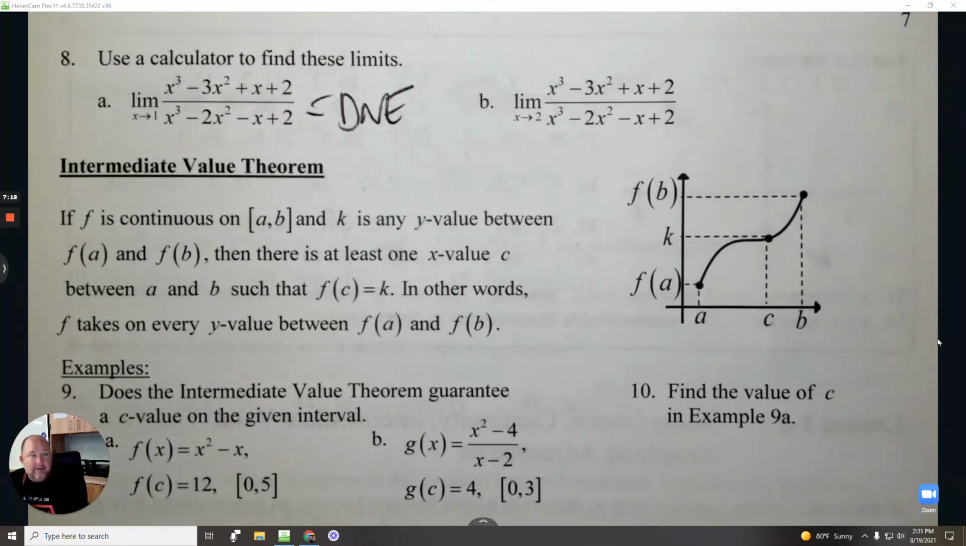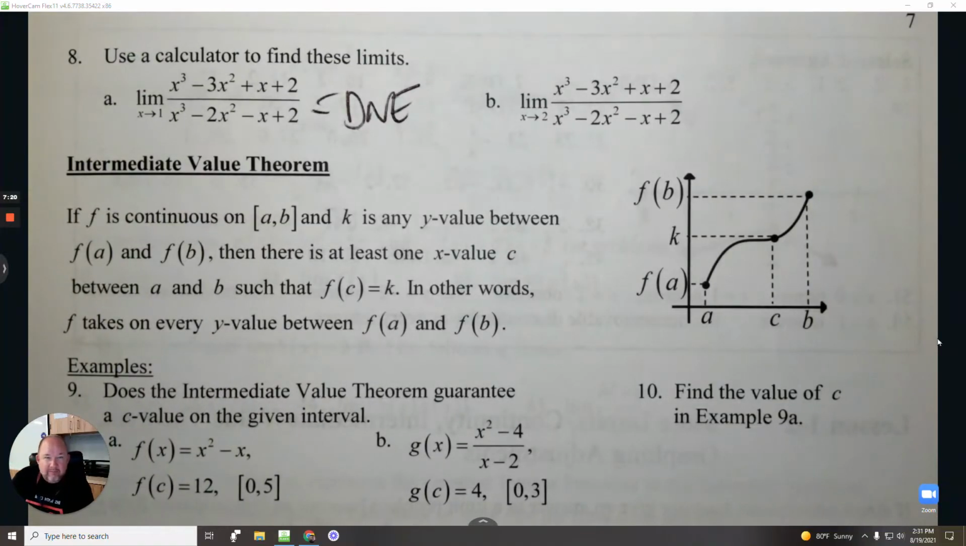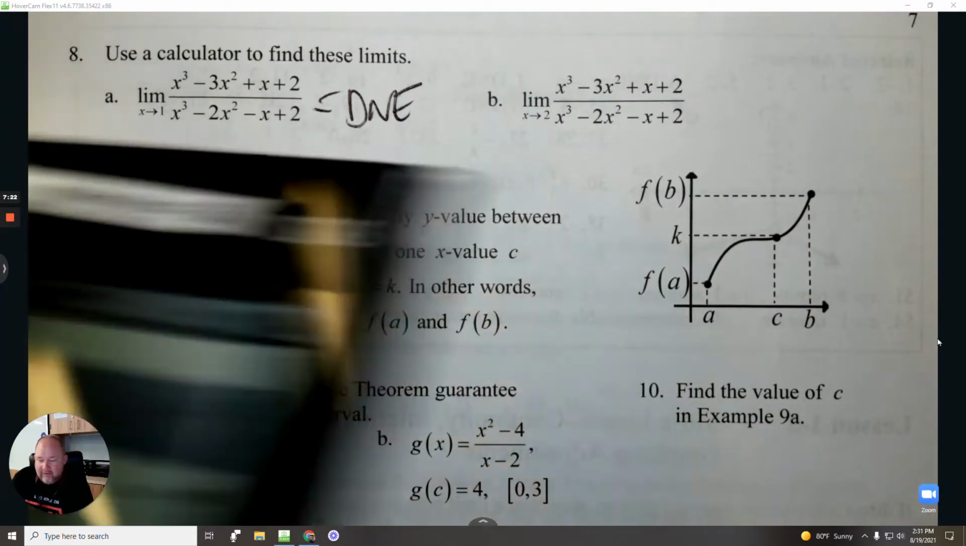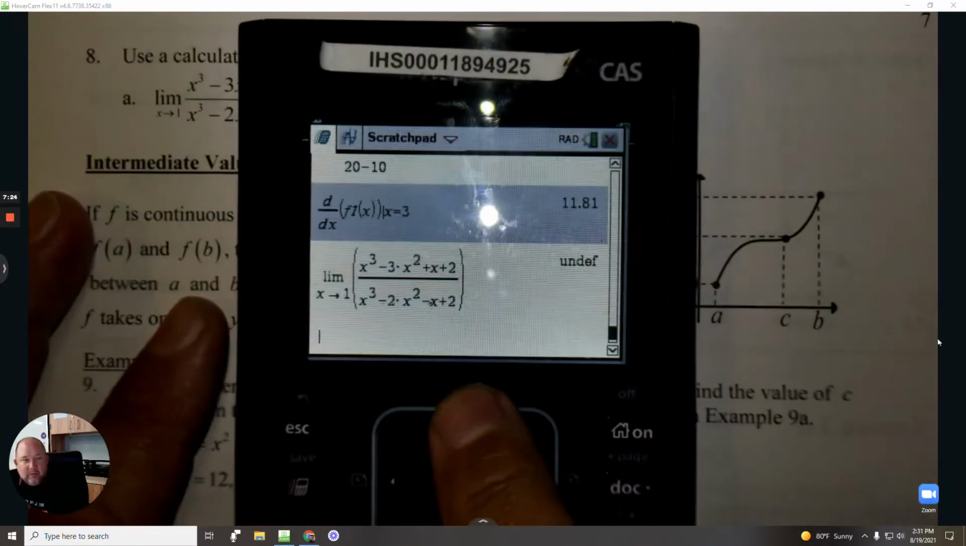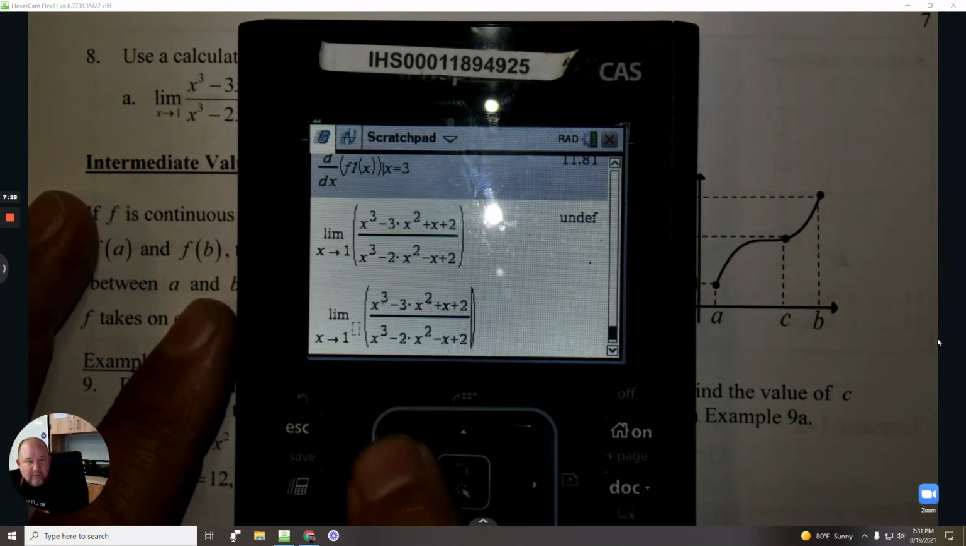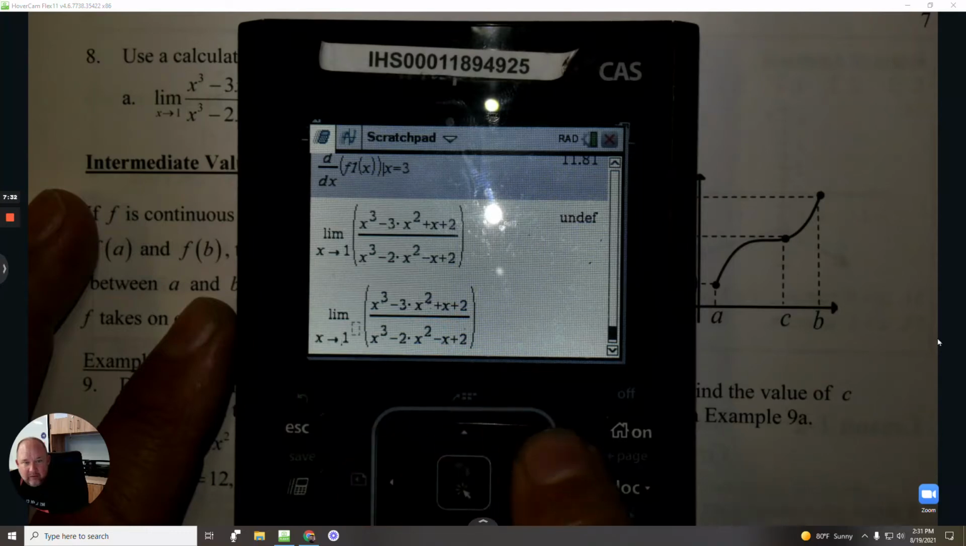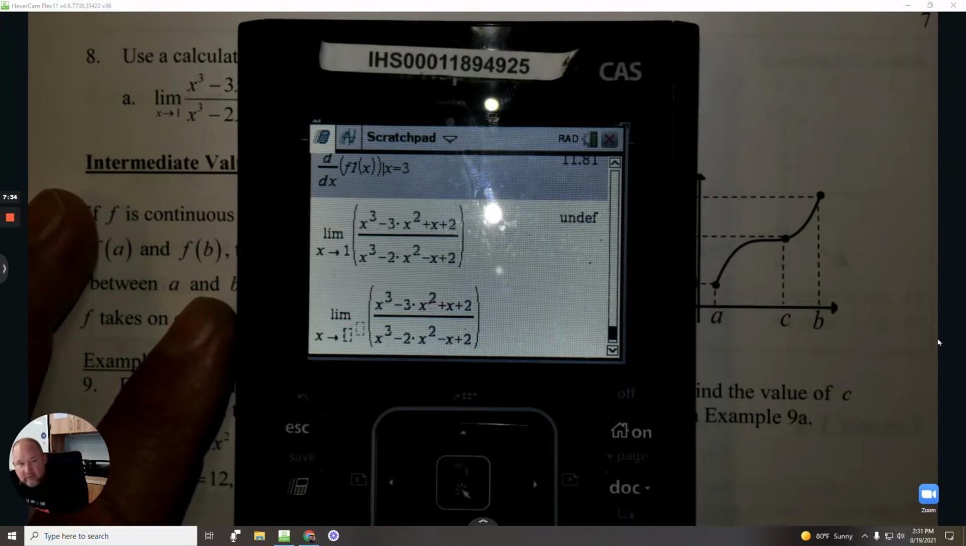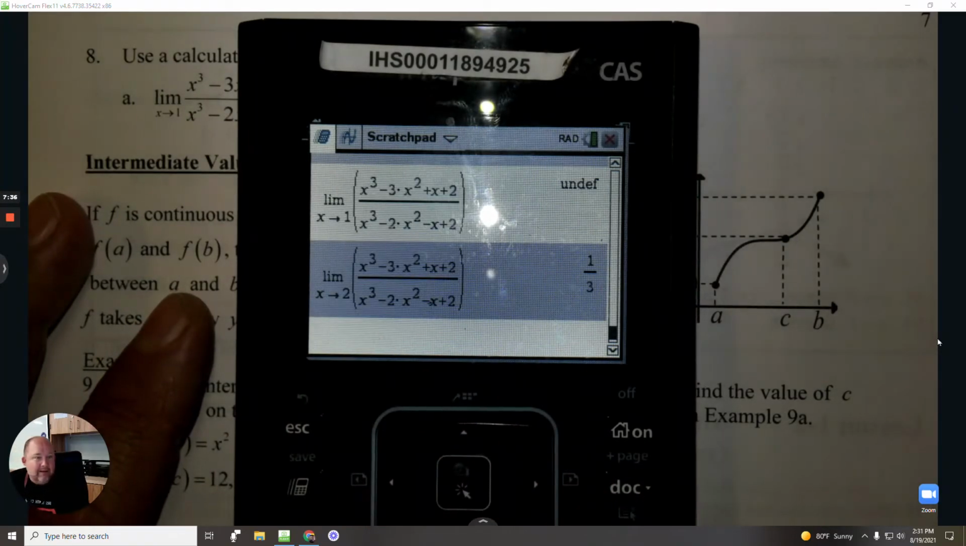We're going to do the same thing here. Is it the same function? It is, but as x approaches 2. So I'm not going to rewrite this all because it's exactly the same function. I just have to change the 1 to a 2. So I'm going to move this over, change the 1 to a 2, and just press enter. And this limit is 1/3.